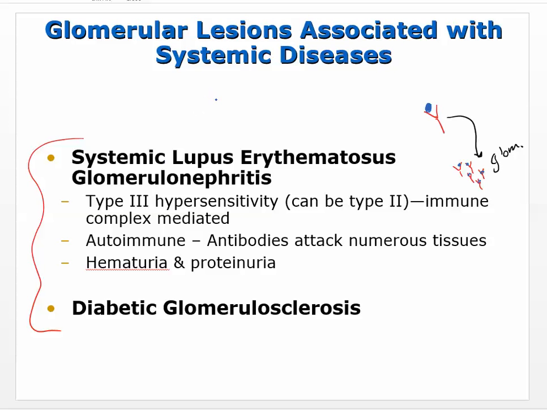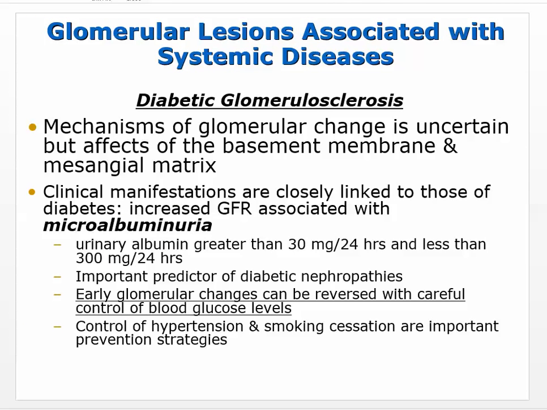So it's a type 3 hypersensitivity, immune complex mediated, autoimmune antibodies attack numerous tissues, and of course, you have maybe some blood in the urine, hematuria, and proteinuria, so you've got proteins in the urine as well. Now, the other one we're going to talk about is diabetic glomerular sclerosis, and that is associated with diabetic nephropathy.